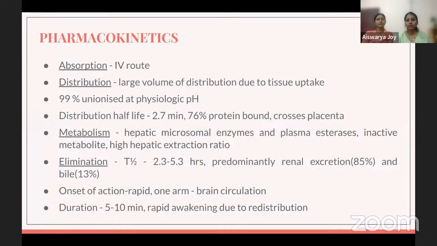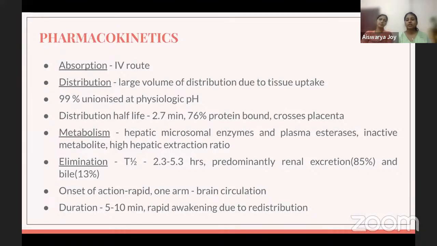Coming to pharmacokinetics, absorption is by IV route. Distribution, it has a large volume of distribution due to its tissue uptake. 99% unionized at physiological pH. Distribution half time is 2.7 minutes, and it is about 75% protein bound, and it crosses the placenta.